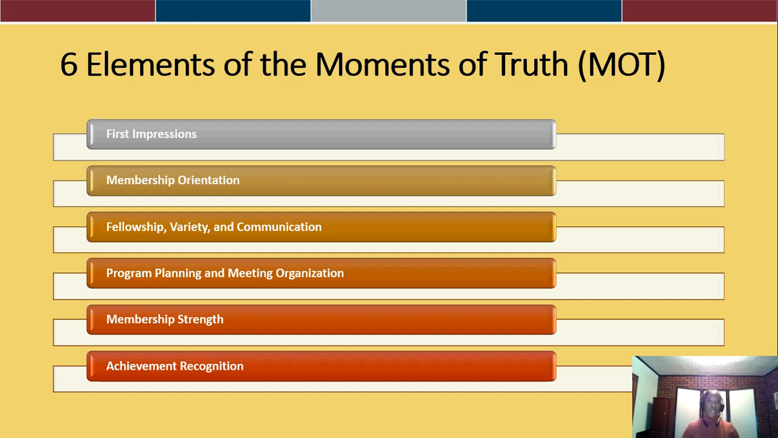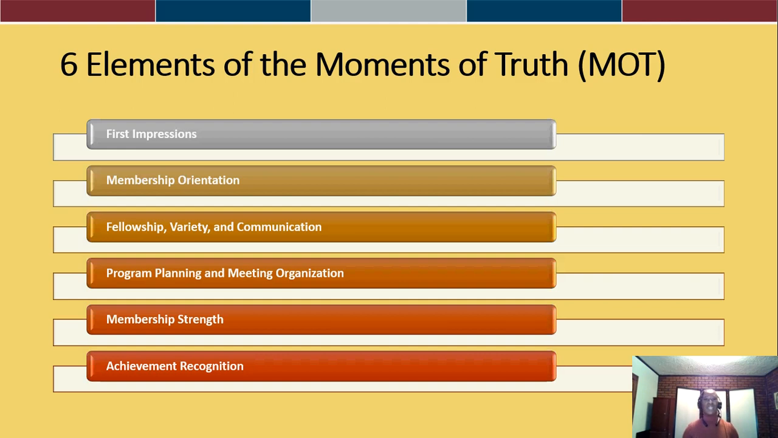We'll then take a look at fellowship, variety, and communication. Different aspects that are connected to this area. You will learn all 6 of those standards. You will be able to rate your club in those areas. That way you'll know if there are any areas that you must tweak in order to make certain you have stronger fellowship, variety, and communication with your club.